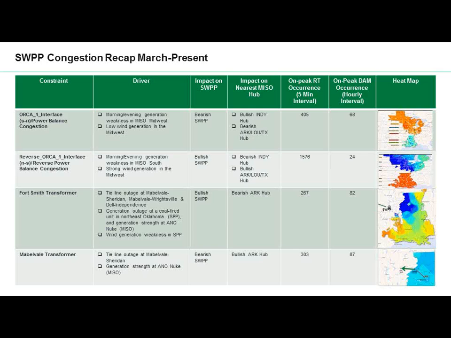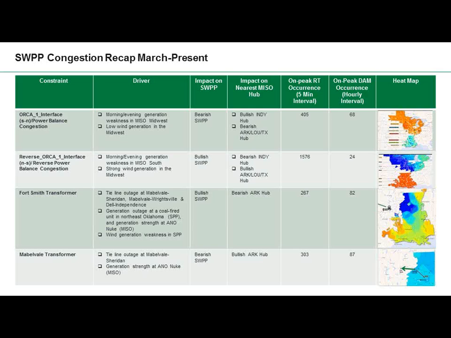Also, we have strong wind generation in the Midwest that will be able to flow down into the south. Impact on SWPP will be bullish on the SWPP. Impact on the hubs will be bearish on the Indiana, but bullish to everything in the south. We also see a little bit more of this in the real time. I believe we see it more often over the off-peak season. And here's also a heat map of that reverse power balance congestion.